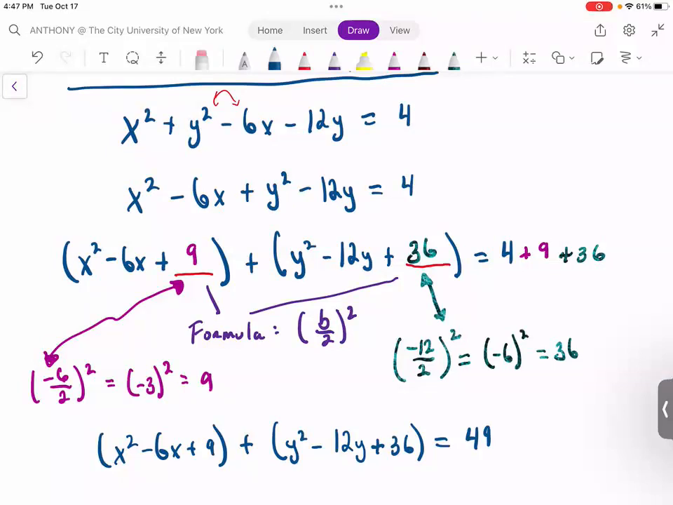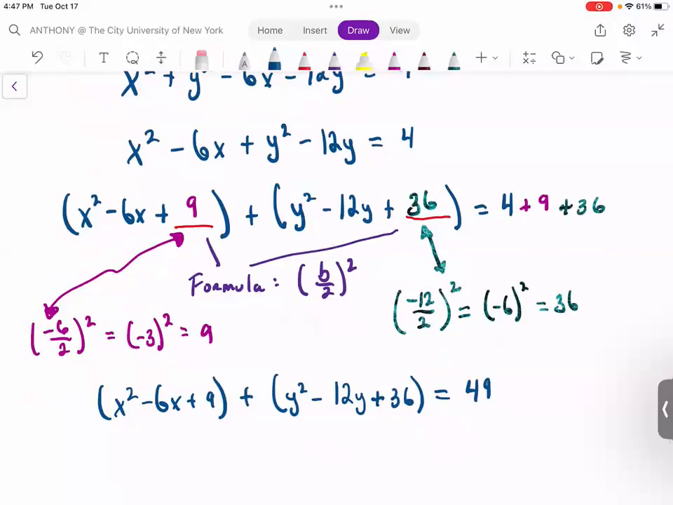Negative 3. And if you notice, the negative 3 is being squared. So that means it's negative 3 times negative 3. So for this first piece, it's going to be x minus 3 squared, plus, all right, y squared minus 12y plus 36. What are two numbers that when you multiply them give you positive 36 and add up to negative 12?